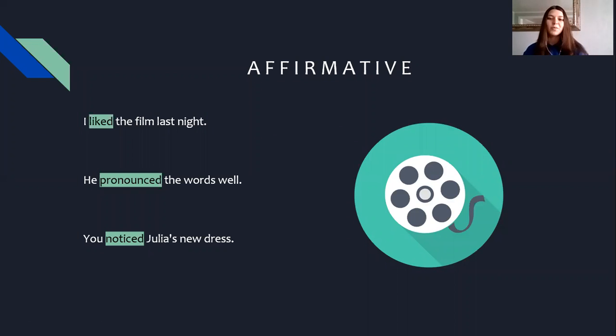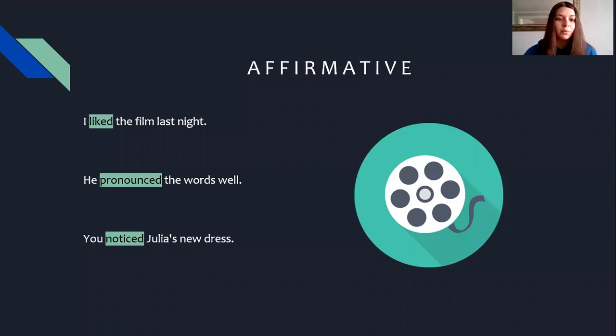Okay, so hello everyone. Now let's move on into the affirmative, negative, and interrogative ways of using the regular verbs. So as Diego says, when we are going to use a regular verb, we have to add an -ed at the end of the verb and nothing else will change. So here we have an example which says, I liked the film last night. The pronunciation, we're going to check at the end of the presentation.